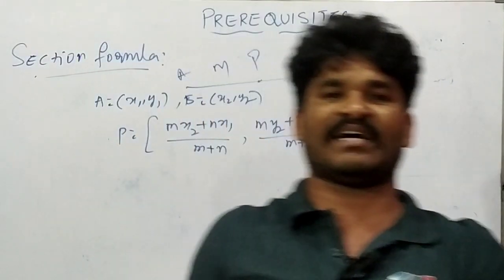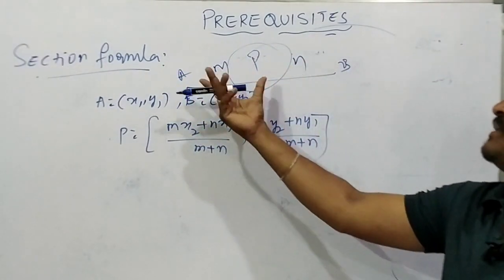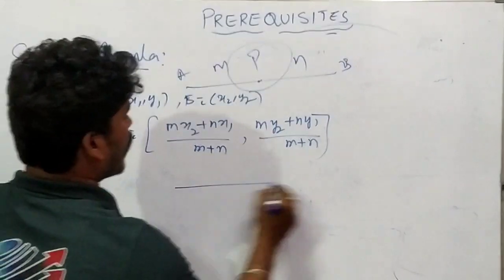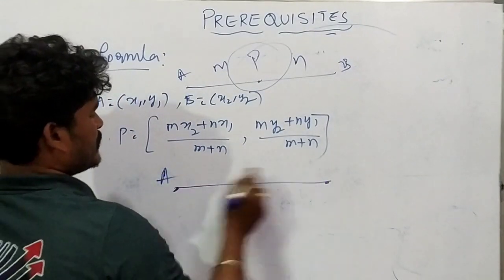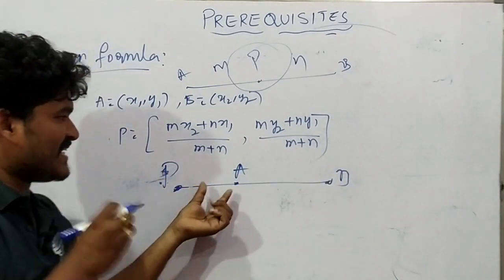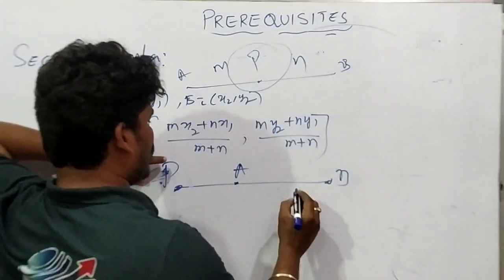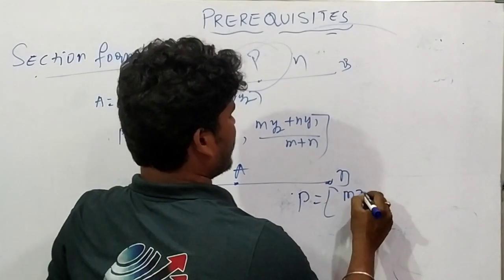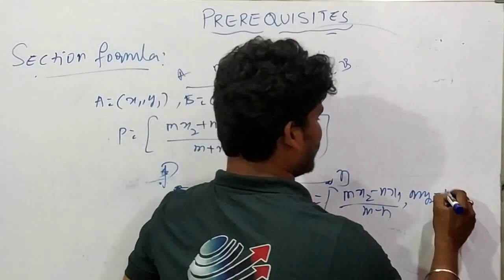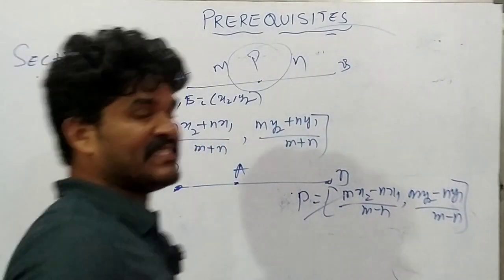Whenever point P intersects the AB line segment internally, internally is nothing but in the middle of AB. In the same way, when the line segment is intersected by point P externally, assume this point is A, this point is B, and this point is P. Here P intersects line AB externally. Externally is nothing but an outer point. So externally, P equals (mx2 - nx1)/(m - n), and similarly (my2 - ny1)/(m - n). So this is the section formula.